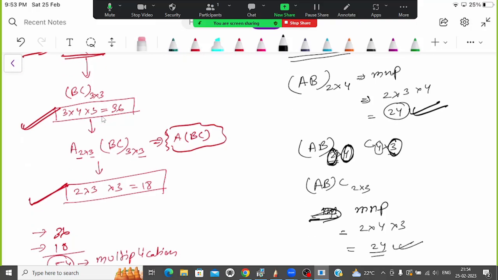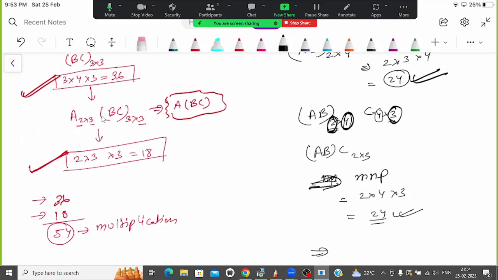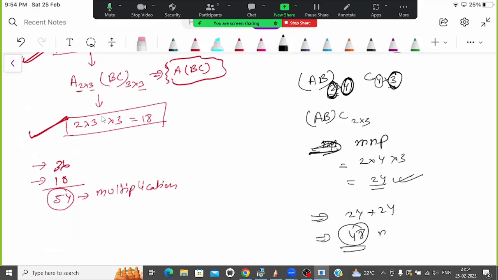So you add these two, 24 plus 24, total number of multiplication is 48. From this process we are getting 48 multiplication.